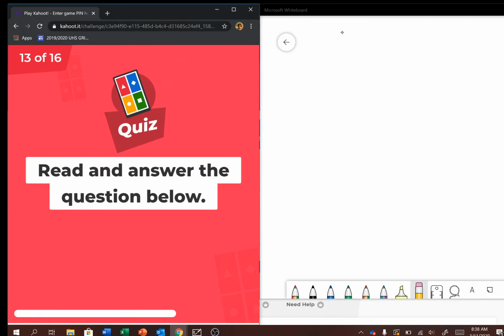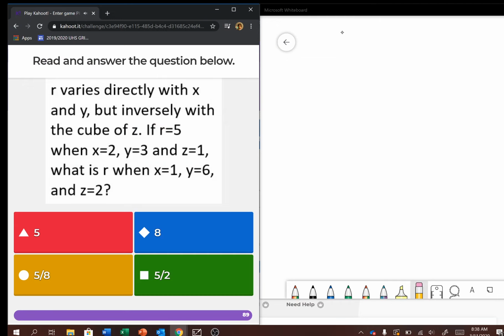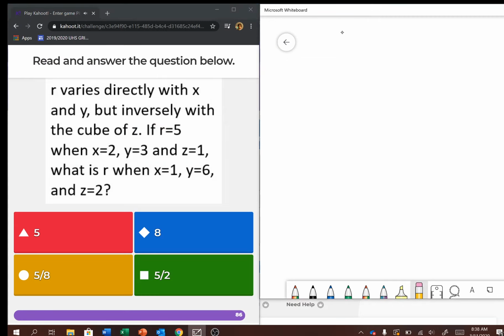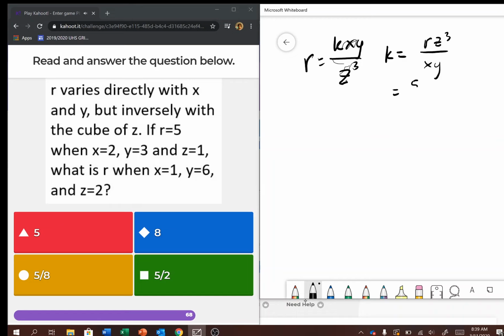Read and answer the question below. R varies directly with x and y, but inversely with z cubed. Okay. R is 5. So I'm going to need to solve this for k. K is going to be r z cubed divided by xy. So R is 5, z is 1, so 5 times 1, because 1 cubed is 1, divided by x times y, that's 2 times 3. So 5 sixths is k.